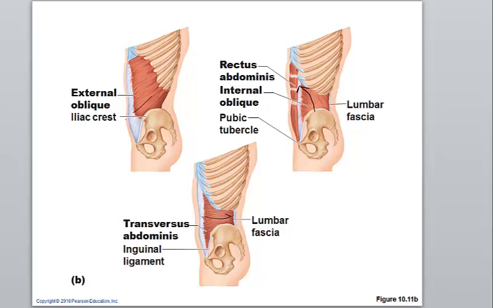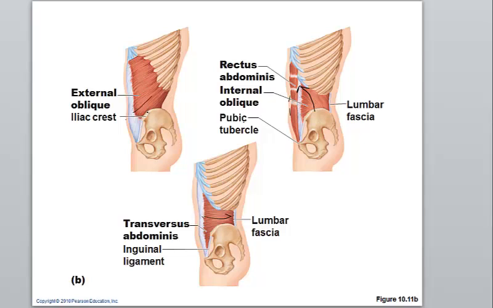Rectus abdominis is found in the middle, along the midline, right over here, right? So what do they do when they flex? They pull the trunk downward. So it helps in flexion of your lumbar region as well as rotation of your lumbar and vertebral column. External oblique, what is it going to do?